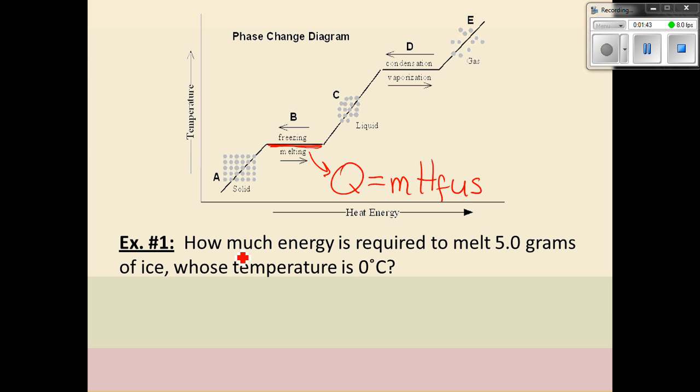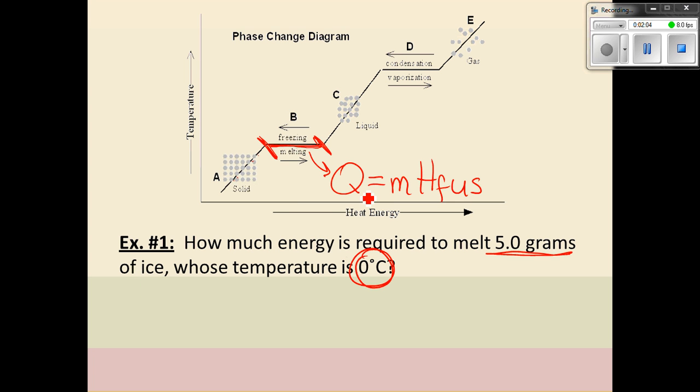So read your questions. How much energy is required to melt 5 grams of a substance whose temperature is at 0? Now that's important because that tells us that this ice heated up, got all the way over to the point at which it's ready to melt. And now I can calculate how much energy. I don't have any delta T anymore.